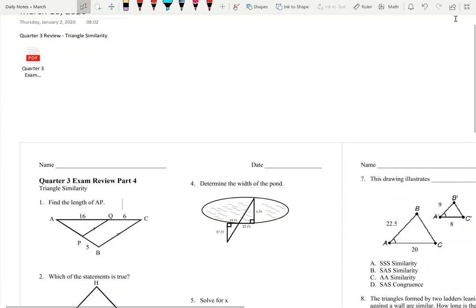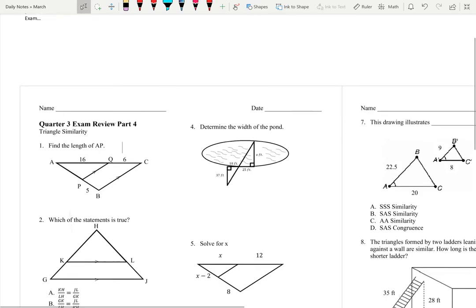Okay, so here we are getting into part 4 of our exam review. The final part, triangle similarity. We just recently did triangle similarity. We did a quiz on it like a week ago, so it should be pretty fresh in your head. Most of this is just setting up your proportions and cross multiplying in order to solve.